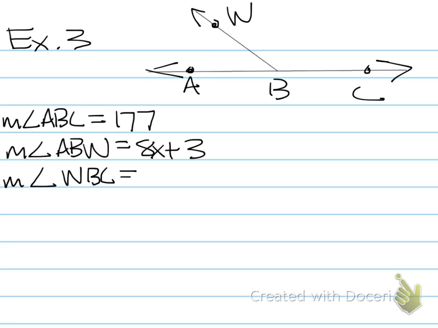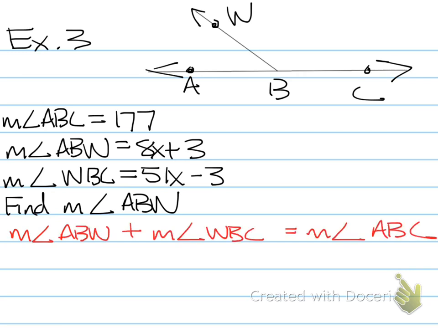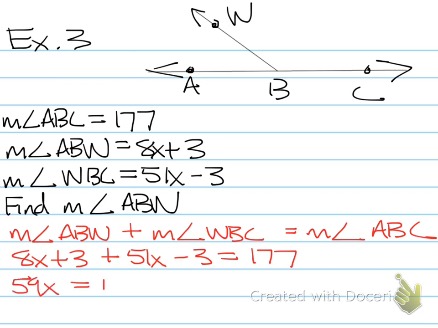And again, the two adjacent angles that we have in this figure are angle ABW and angle WBC. When we add the measure of those two angles up, it will equal the measure of angle ABC. Now angle ABC, we're told, is 177. Plug that in, plug in the expression for the other two angles. 3 minus 3 is 0. 8x plus 51x is 59x. Divide both sides by 59, and x equals 3.